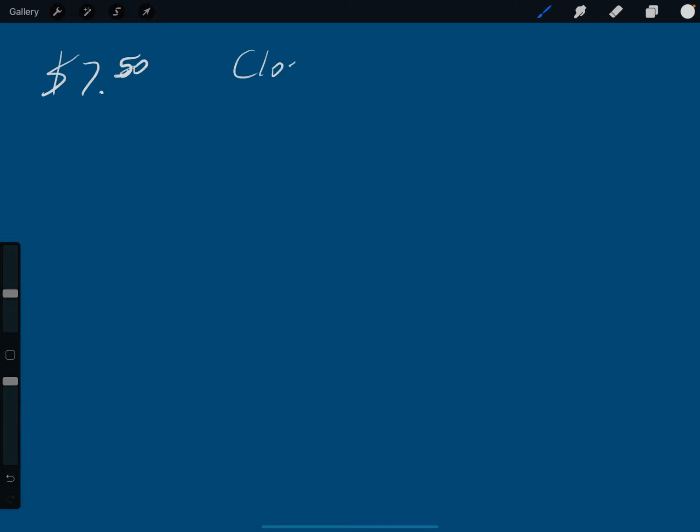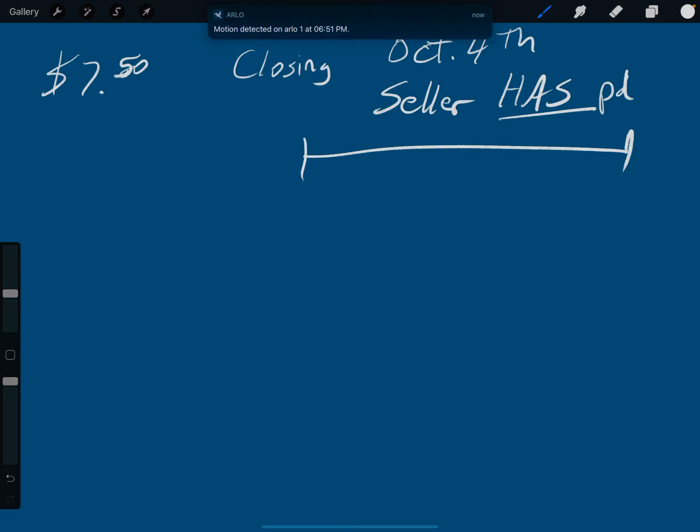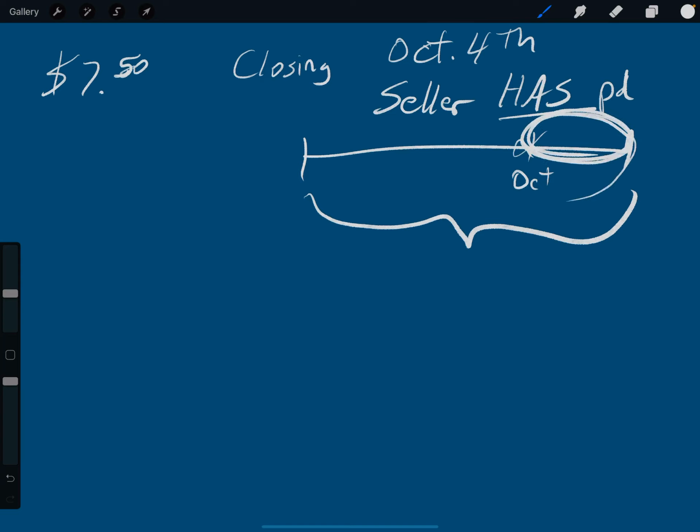This time we are closing October 4th, and the seller has paid the taxes. So we've got our year here. October is our closing. Sellers paid the whole year, but we need to give them back some money. We need to give them back the buyer's portion. Don't forget, the seller owns the day of closing. Seller has to pay for it. So that day of closing counts for the seller.